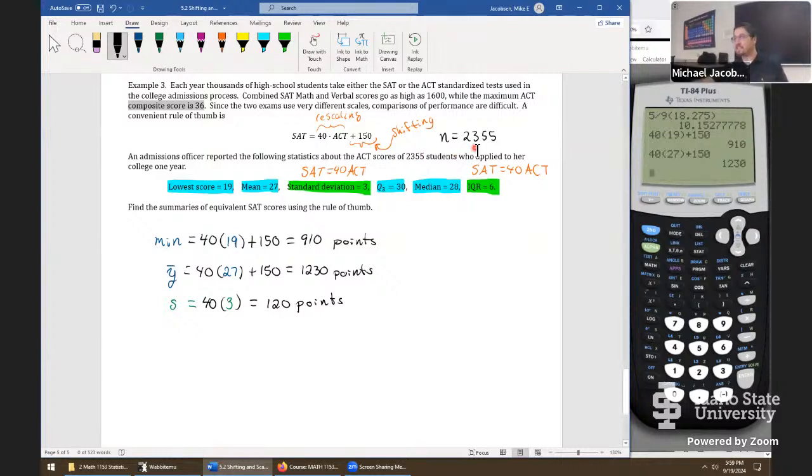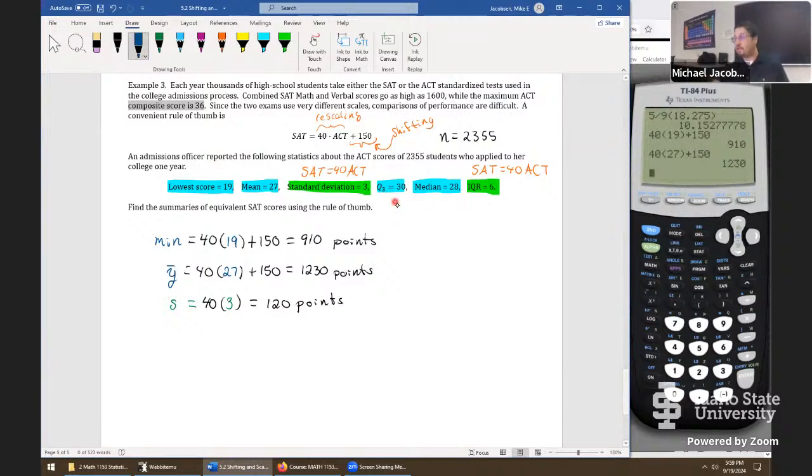So what we're saying here is these are statistics for the 2,355 students. But if we imagine they took the SAT instead of the ACT, that's the statistics on the SAT that we would have produced. So that's essentially what we're trying to convey by doing all these computations.